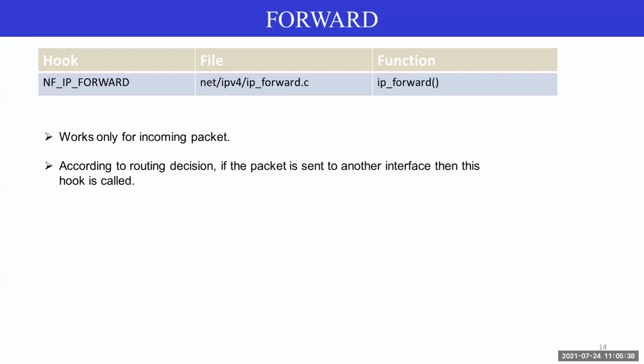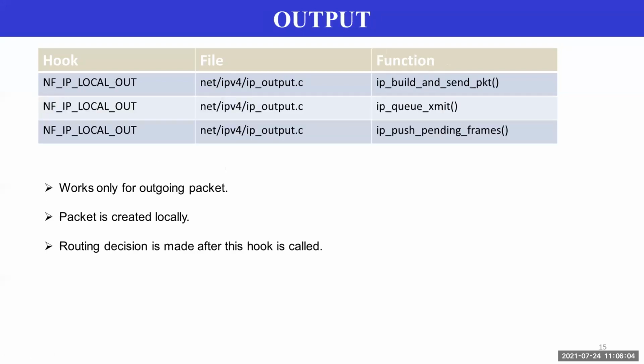Next is the forward part. This is also for the incoming packet, not for the outgoing packet. According to the routing decision, if the packet is sent to another interface, outside your machine, then the callbacks of this hook point will be called, and then, as we have shown earlier, it will be forwarded to post routing.